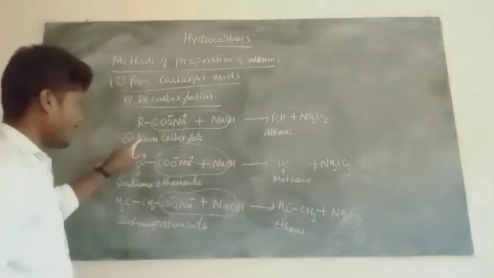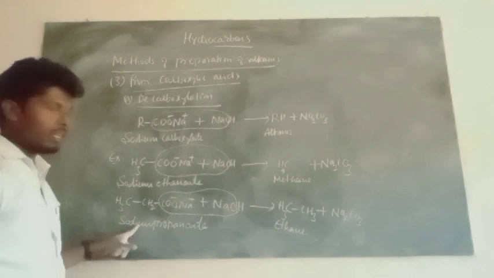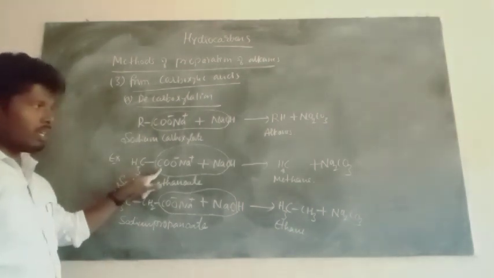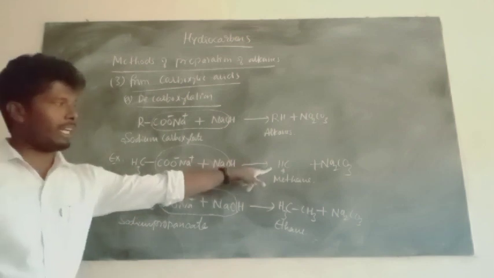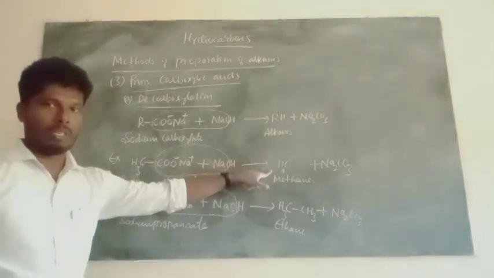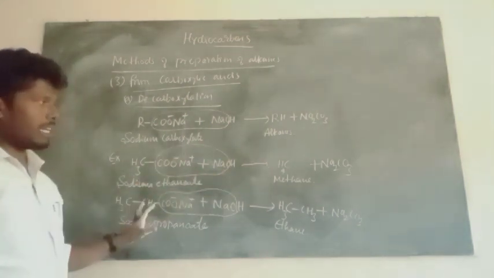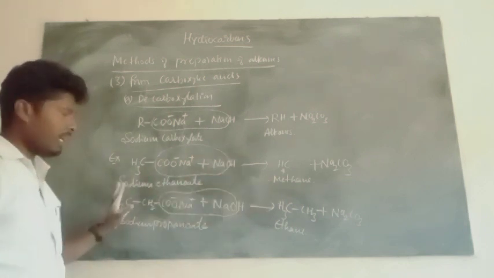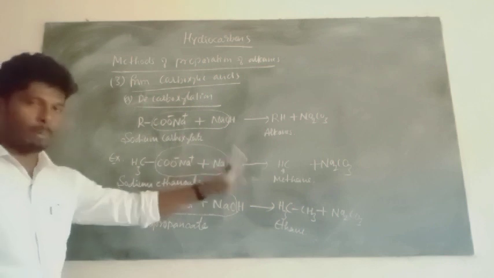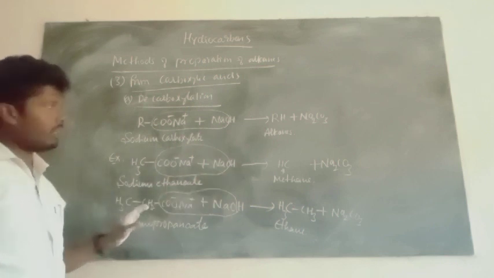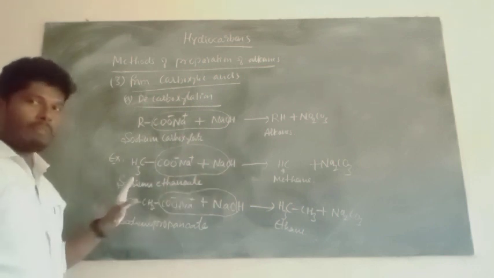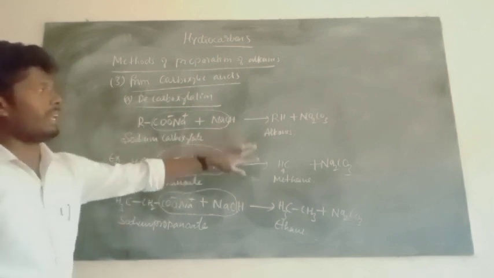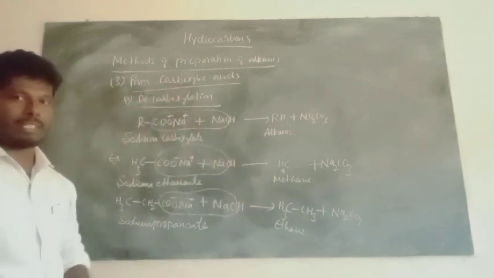one carbon less than whatever we have taken. So here observe, for example, how many carbons are there? 1, 2, 2 carbons. But in the main product, how many carbons are there? Only 1 carbon. So in the decarboxylation method, the product has 1 carbon less than the one taken. That is the thing we have to observe in the decarboxylation process to prepare alkanes from carboxylic acid.